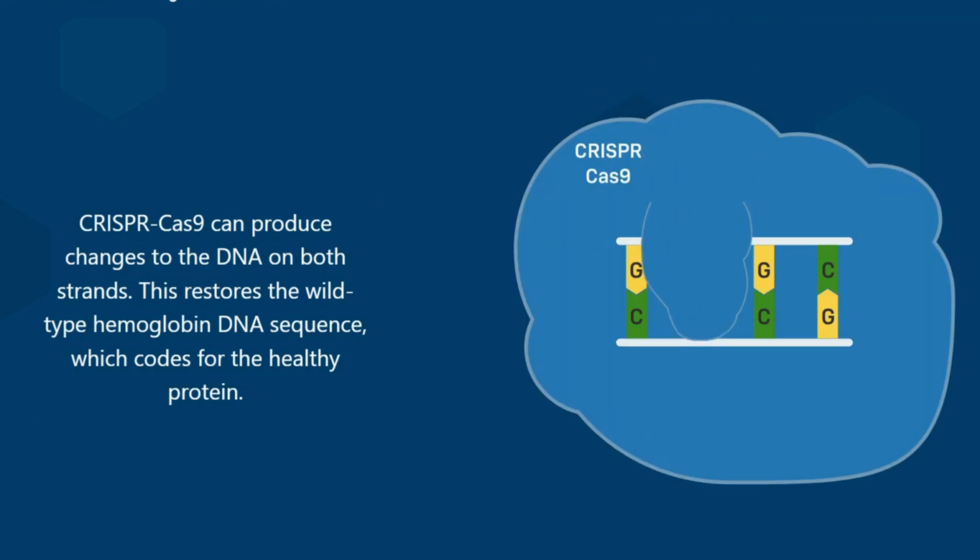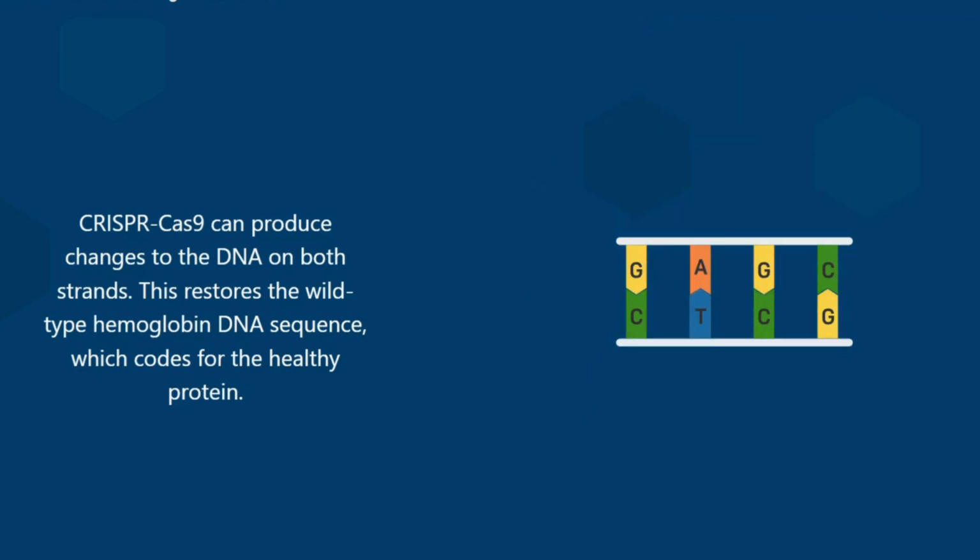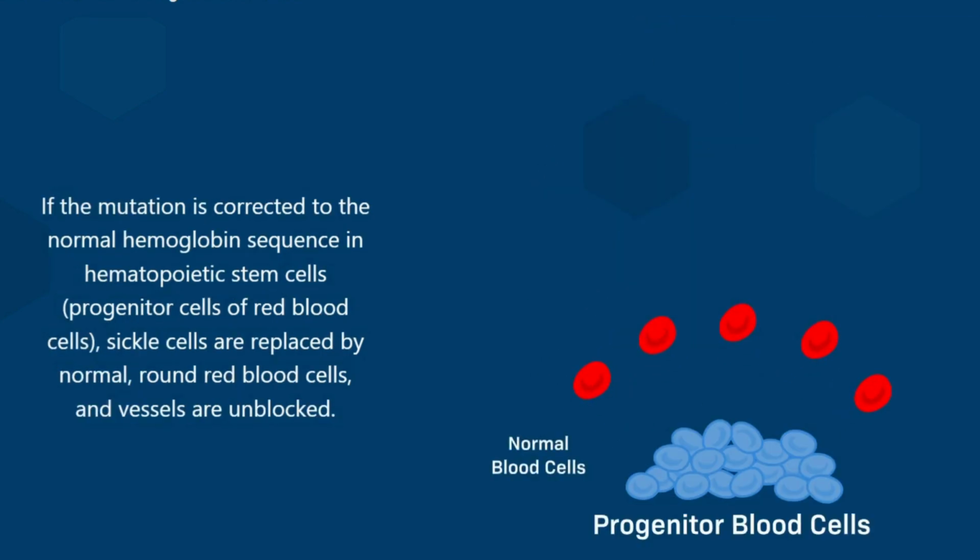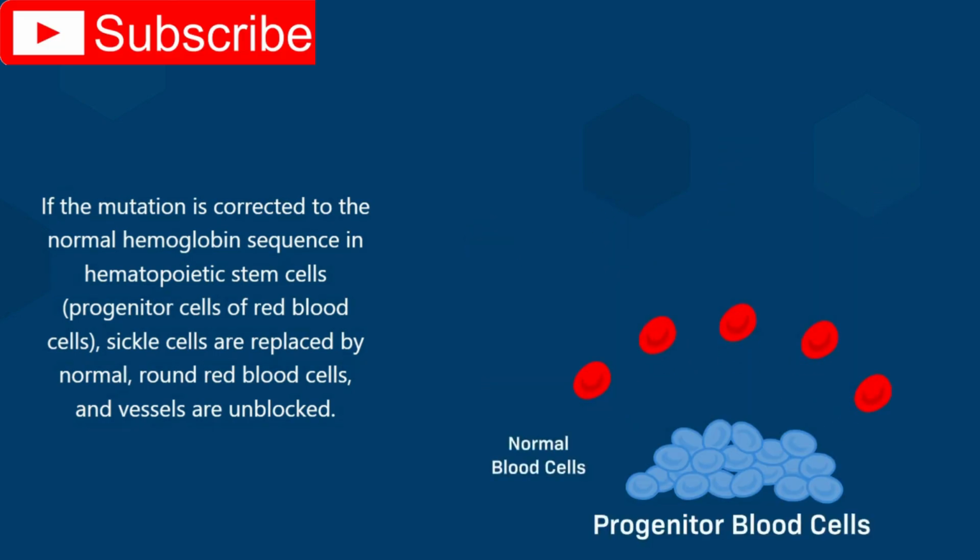If the mutation is corrected to the normal hemoglobin sequence, then the sickle cells will be replaced by the normal red blood cells and the vessels are unblocked. So, this was all about gene editing.